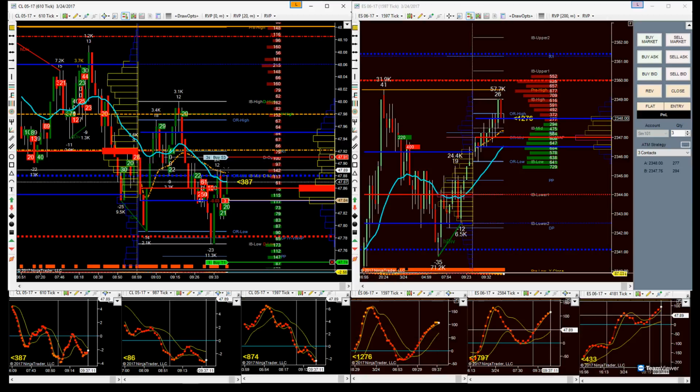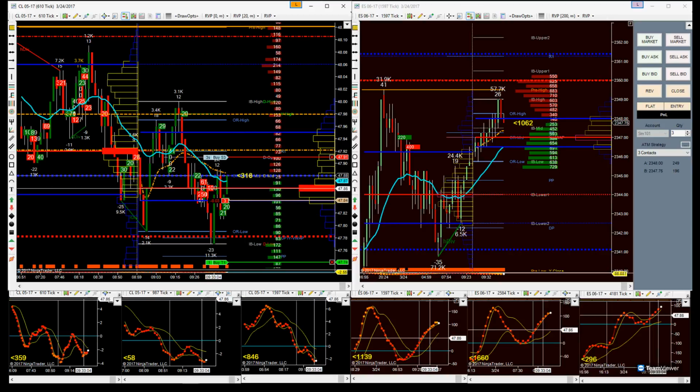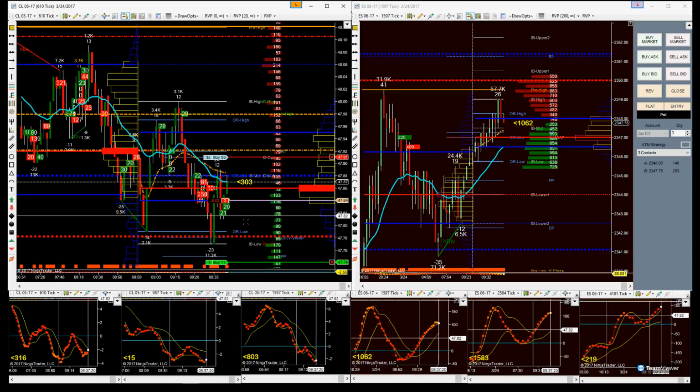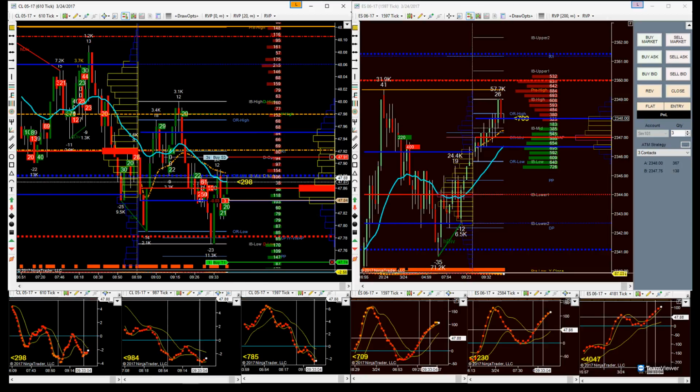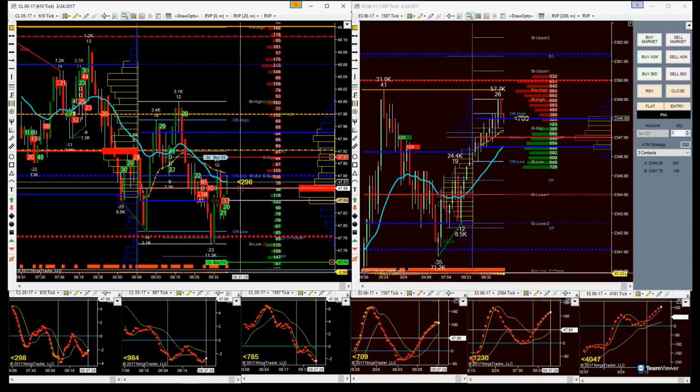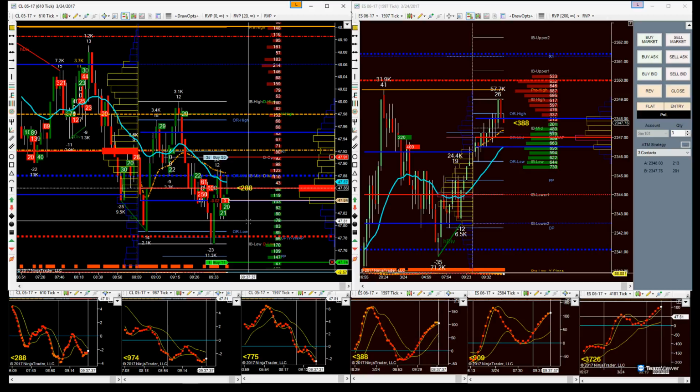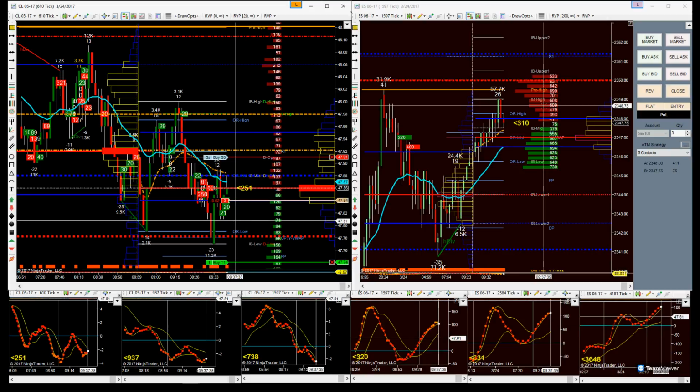Tightening up my stop here. We break out of this consolidation, I'm not all that interested in staying in this short. Remember, this was not a BB related short. Regardless of how well or poorly this trade goes, I just want to point that out.